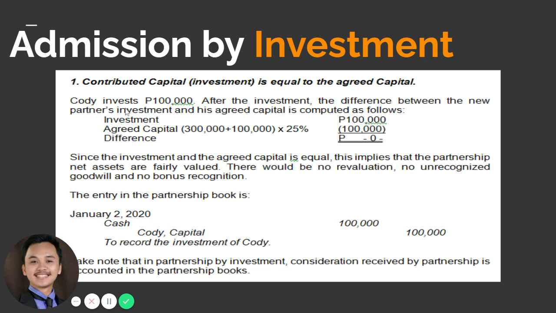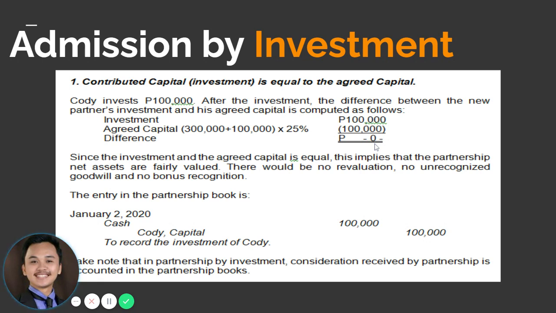Okay, first let's account for what if contributed capital is equal to the agreed capital. For example, Cody invests 100,000. After the investment, the difference between the new partner's investment and his agreed capital is computed as follows. His investment is 100,000, and the agreed capital is the existing capital of the partnership plus his investment of 100,000 times 25%. That is 100,000, so there's no difference.